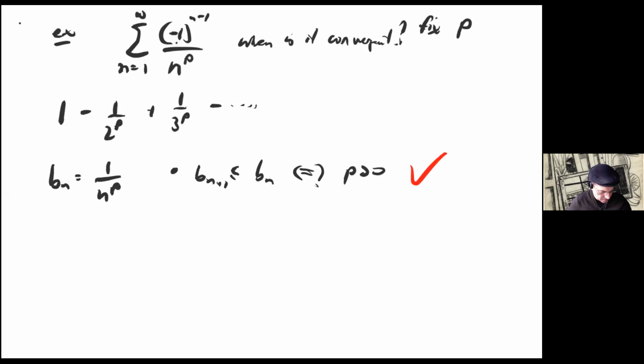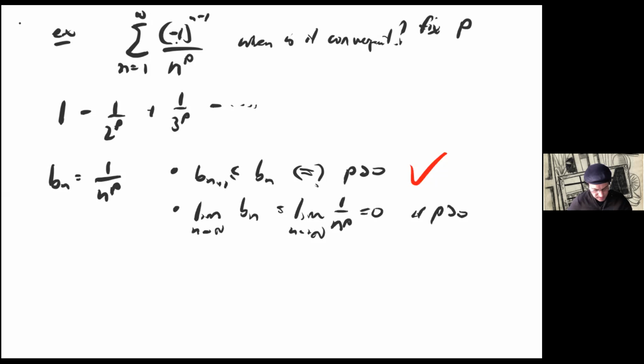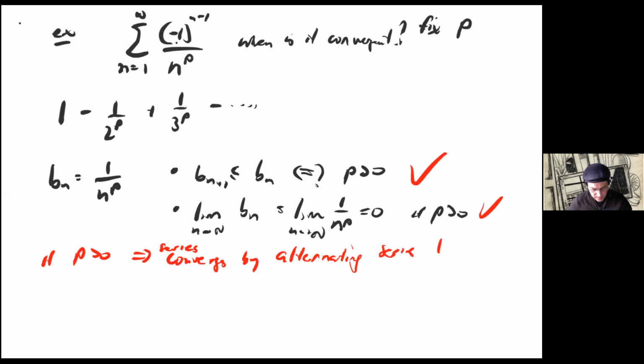So then we're left with the second condition. What's the limit as n goes to infinity of b sub n? That's the limit as n goes to infinity of 1 over n^p. Now, if p is positive, this is obviously 0. So this checks out. So therefore, if p is greater than 0, then the series converges by the alternating series test.